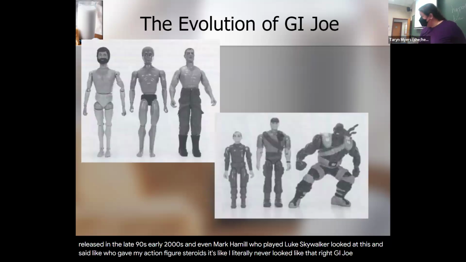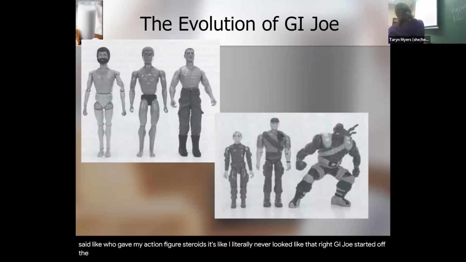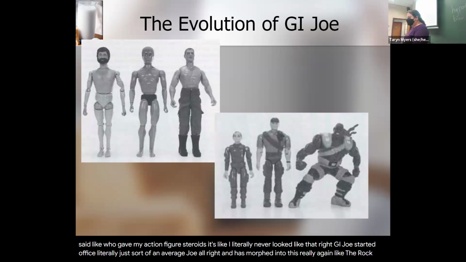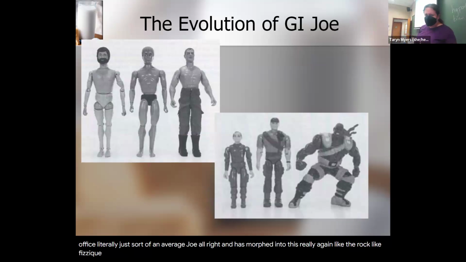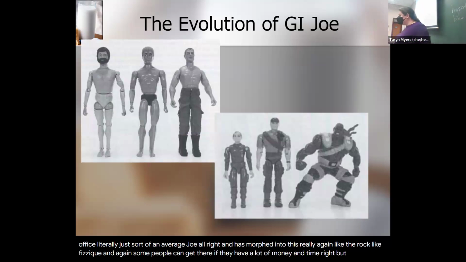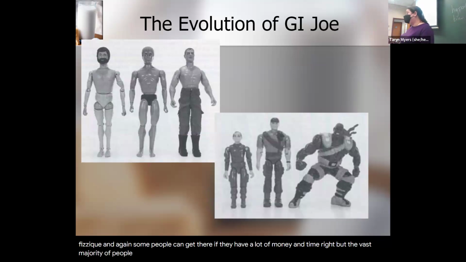G.I. Joe started off as literally just an average Joe, and has morphed into this really, again, Rock-like physique. And again, some people can get there if they have a lot of money and time. But the vast majority of people are never going to get to that point, simply because of the investment it needs.